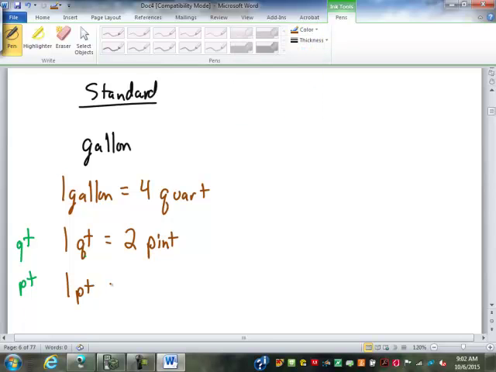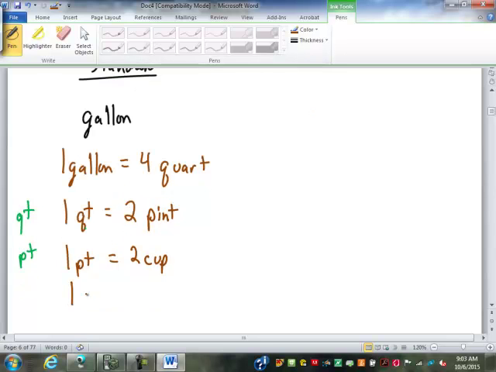Smaller than a pint, we have, well, there's one in between there. The half used to be called a half pint or a cup. There's 2 cups. So the next one down is fluid ounces. A cup, does anybody know how many fluid ounces are in a cup? 8 fluid ounces in a cup. Very good. 8 fluid ounces in a cup, 16 fluid ounces in a pint.